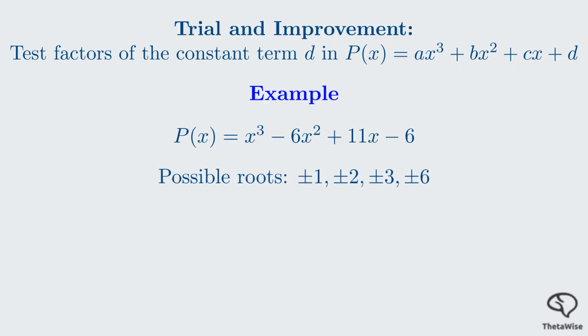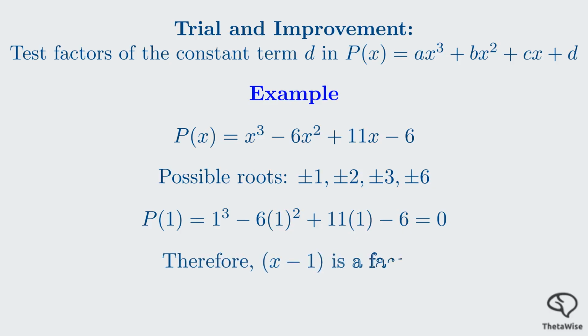Let's test x equals 1. Substituting 1 into the polynomial, 1 cubed minus 6 times 1 squared plus 11 times 1 minus 6 gives us 0. Since p of 1 is 0, x minus 1 is a factor. Once we have one linear factor, x minus a, the cubic can be expressed as the linear factor times a quadratic factor. We find this quadratic using algebraic long division.